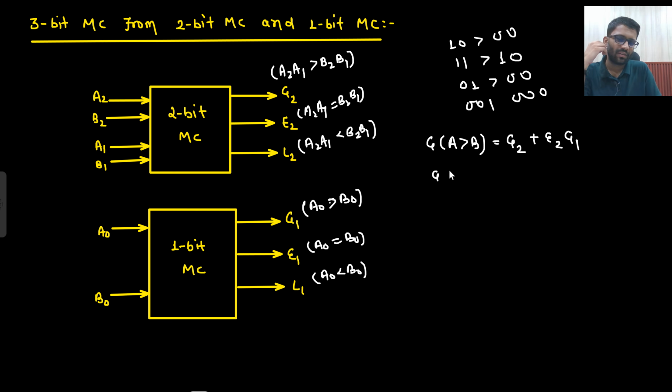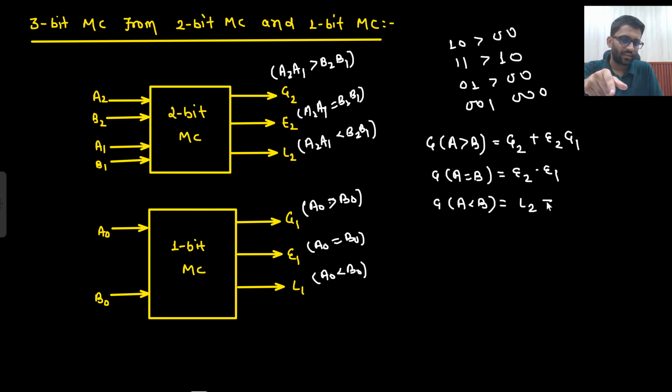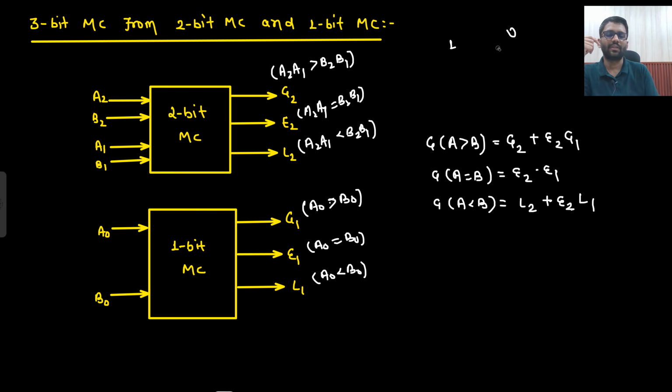What about A equals to B? Initial 2 bits should be equal, and these 2 bits should also be equal. What about A less than B? That means B should be greater. So this should be greater. If this is greater, all over. Or if these are equal, then at least B0 should be greater. This is how you will write down the final expression.